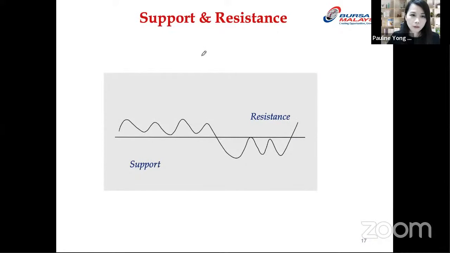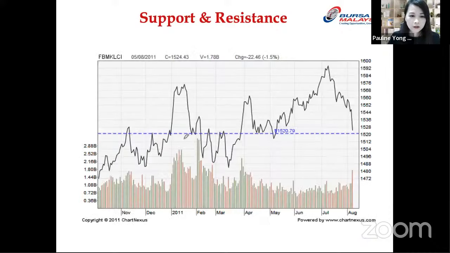So here is a way of drawing the horizontal support and resistance. You see the top here, you draw, and then the bottom here, you draw. So whenever you see a lot of reaction, then this one becomes a very, very important support and resistance.